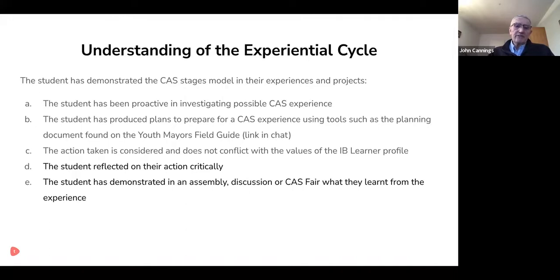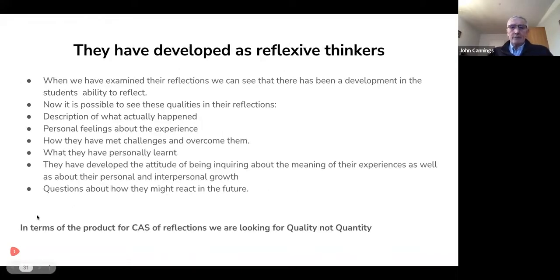And the student should reflect on their action critically. Students' opportunities for demonstration of their knowledge can occur in assembly, discussion, CAS fair, or in the interviews about what they've learned from their experience. We'd like to move on. All right, one of the other things we've been looking for is really about students being reflexive in their thinking.